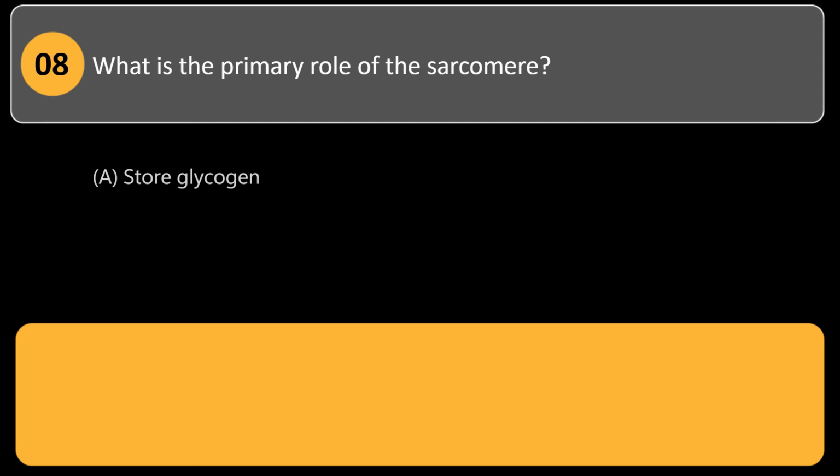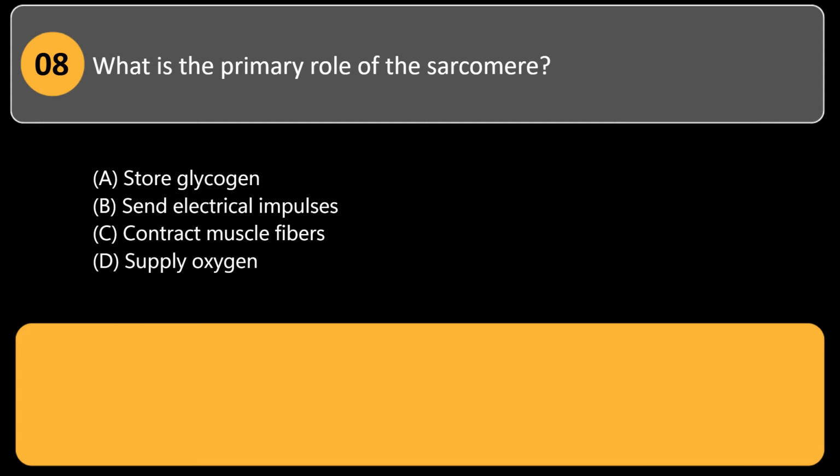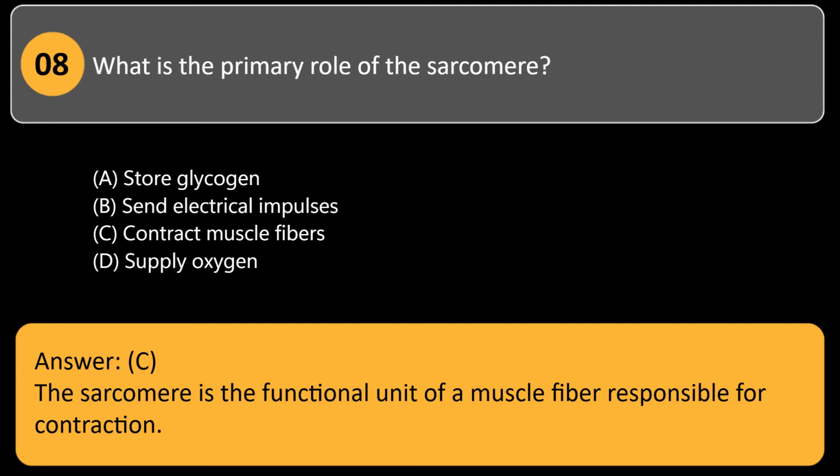What is the primary role of the sarcomere? A. Store glycogen. B. Send electrical impulses. C. Contract muscle fibers. D. Supply oxygen. Answer: C. The sarcomere is the functional unit of a muscle fiber responsible for contraction.